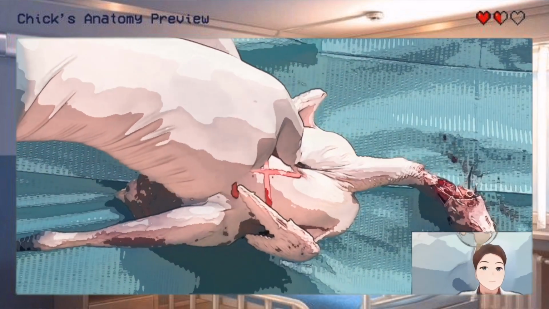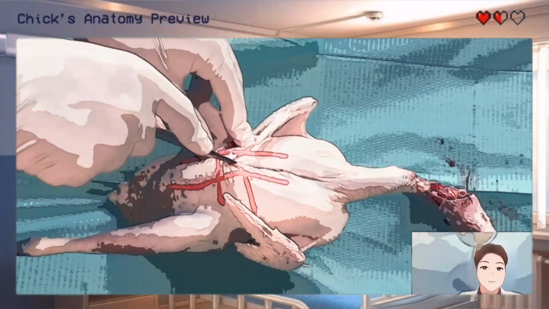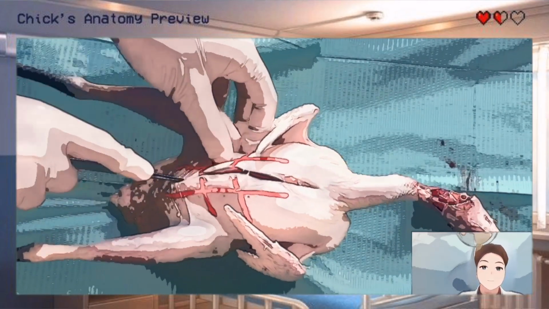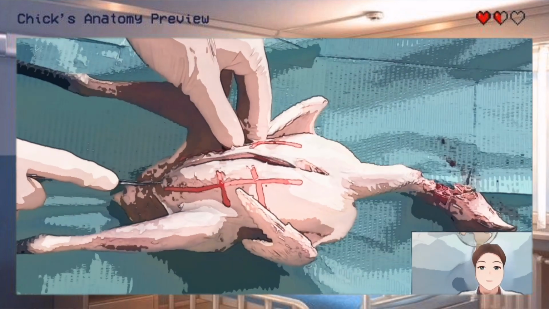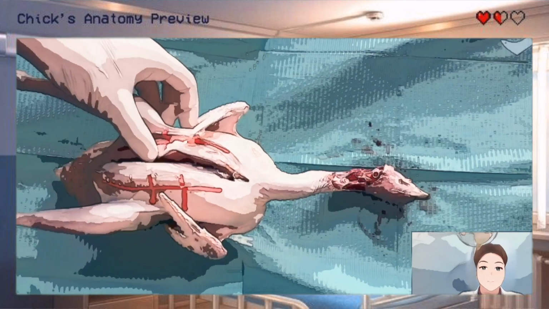The procedure that we will be doing is cut along the longitudinal plane with the mid-sagittal section from the superior part of the sternal region down to the inferior-most part of the abdominal region using a scalpel.